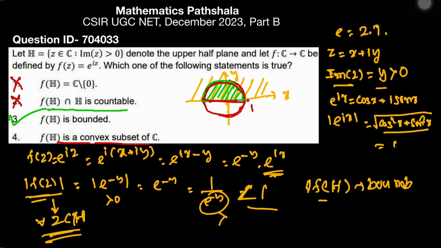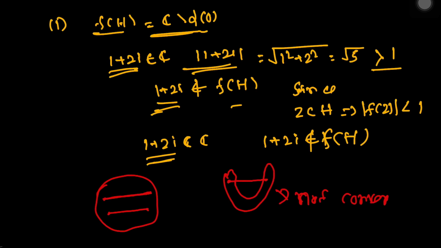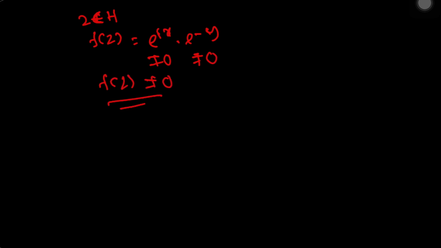So here you can see that f(z), if z belongs to H, then f(z) equal to e to the power ix into e to the power minus y. That is not equal to 0. e to the power ix is not equal to 0, and e to the power minus y is also not equal to 0. Therefore f(z) is not equal to 0. So the 0 point does not belong to f(H).